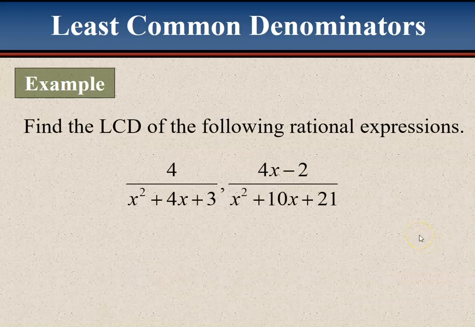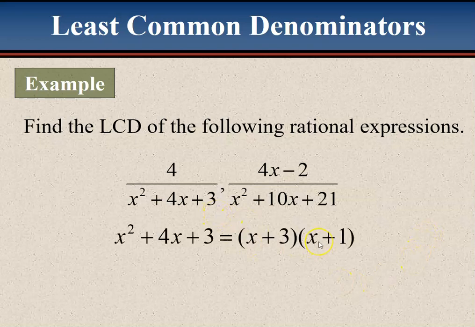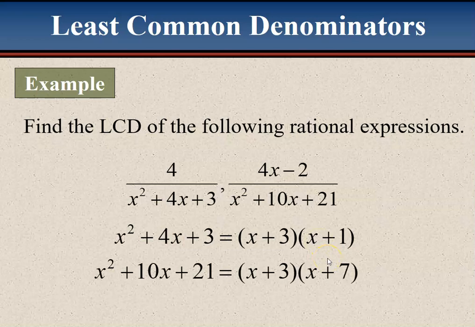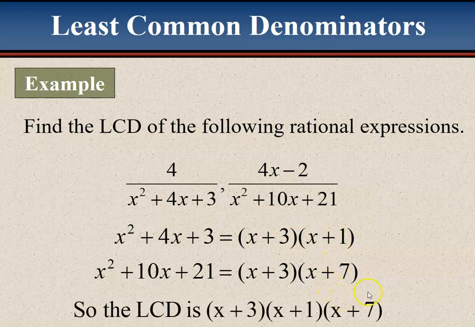Next, how about if we have 4 over x squared plus 4x plus 3 and 4x minus 2 over x squared plus 10x plus 21. The first thing you will do is find the factors of the two denominators, which are x plus 3 times x plus 1, and x plus 3 and x plus 7. Here we can see that there is a common factor, which is x plus 3, so we are going to use only one x plus 3. But there are two different factors. Therefore, our LCD will be x plus 3, x plus 1, and x plus 7.